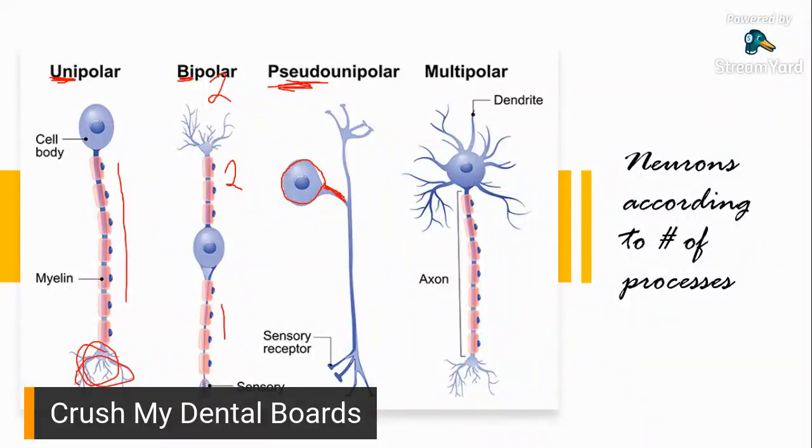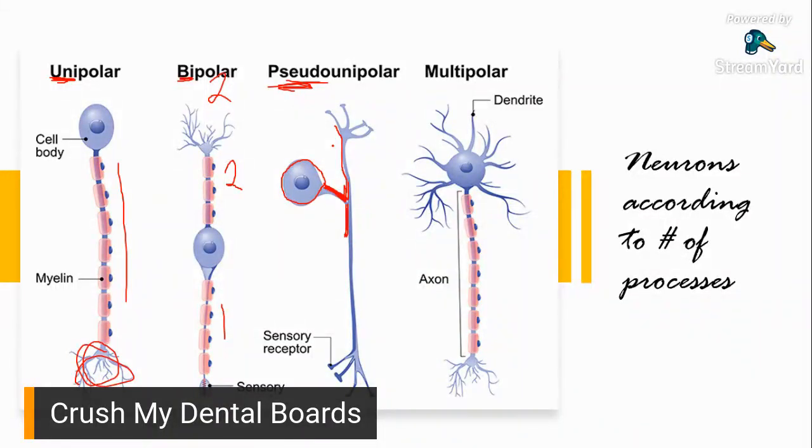However, that one process extending from your cell body actually divided into two. So you have one coming out of the cell body, but split into two. That's why you call it pseudo-unipolar.